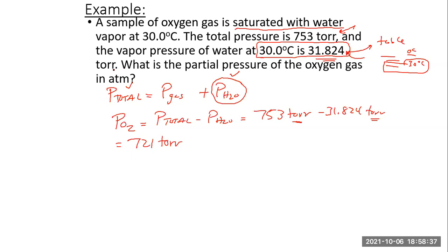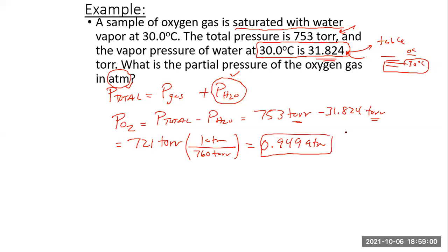They do want the pressure in atmospheres, so we need to do that conversion. 760 torr is 1 atmosphere, so we divide by 760, and we end up with 0.949 atmospheres. And this would be the pressure of the dry oxygen gas, which is what we were interested in in this question.